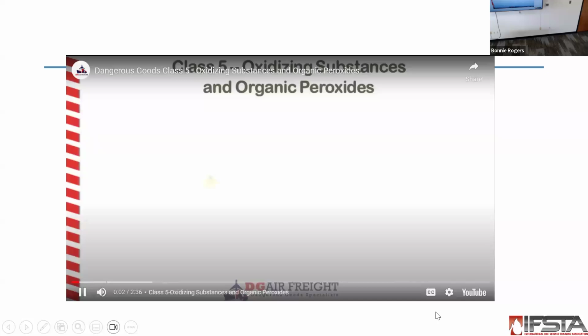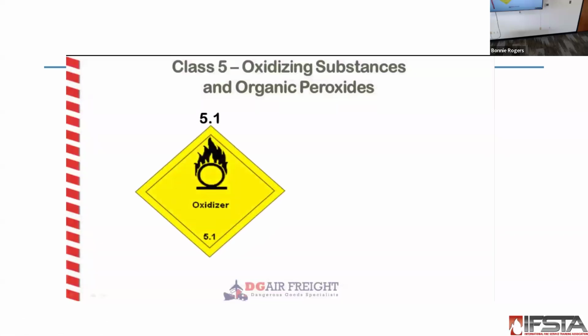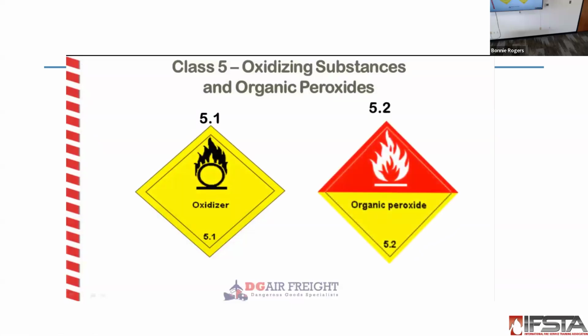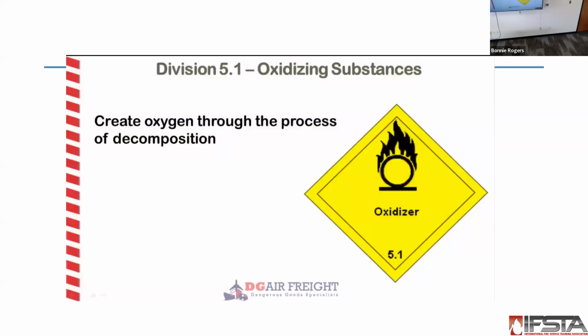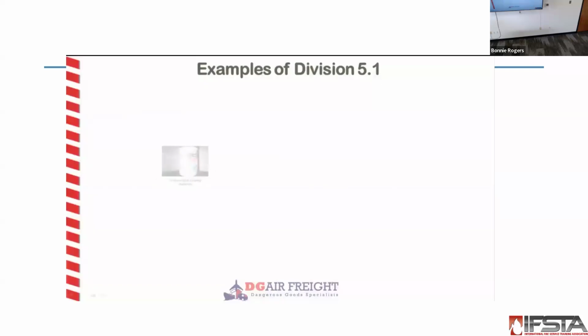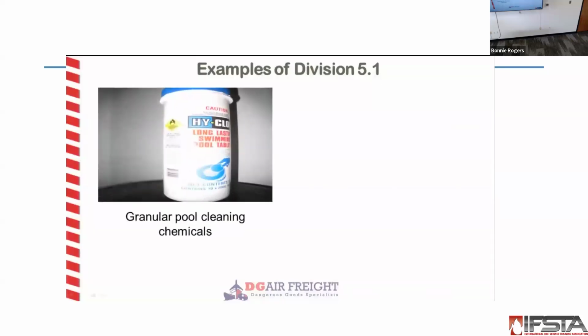Class 5 is made up of 2 divisions: oxidizing substances and organic peroxides. Division 5.1 contains substances that, although not combustible themselves, are able to give off oxygen when subjected to heat. This oxygen is then available to stimulate combustion of other substances. Examples of Division 5.1 include granular pool cleaning chemicals and ammonium nitrate fertilizer.